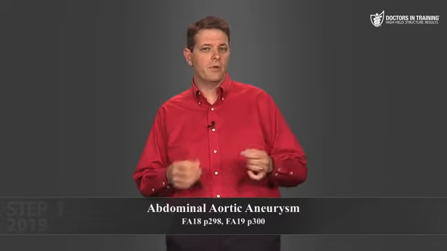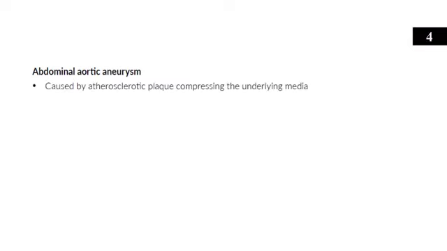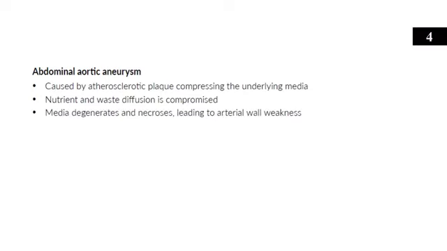What we do see in the abdominal aorta is an abdominal aortic aneurysm, also known as a AAA. AAAs are caused by atherosclerotic plaque that compresses the underlying media, and this compromises diffusion of both nutrients and waste products. Over time, this results in degeneration and necrosis of the media, leading to weakness in the aortic arterial wall, and that results in a focal dilation or bulge in the aorta, which is the aneurysm.